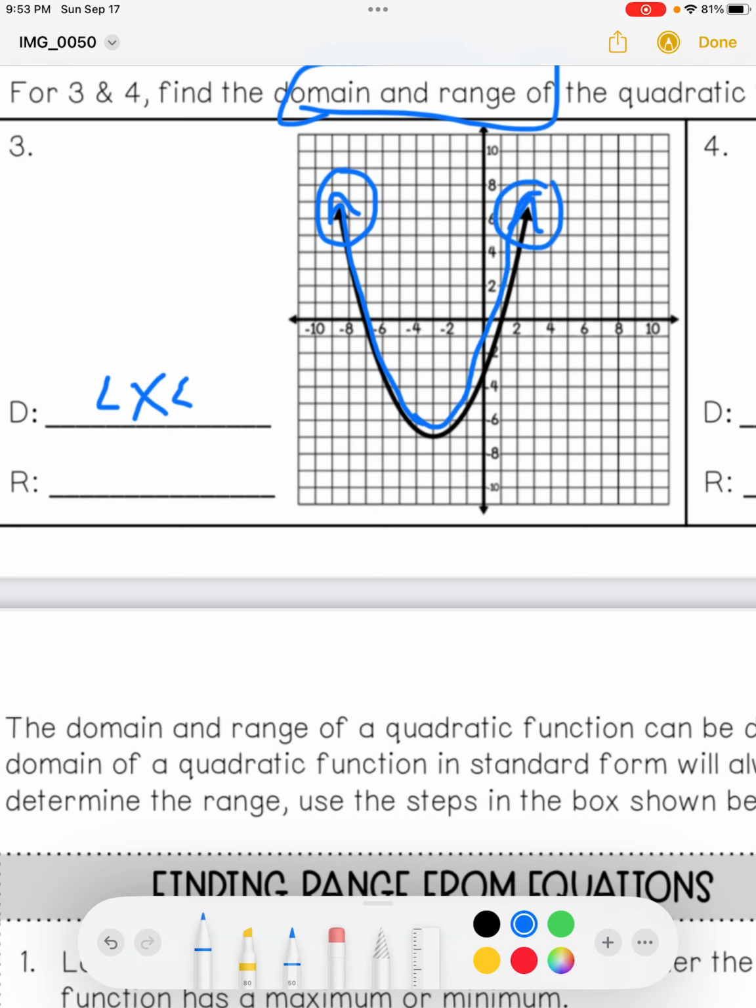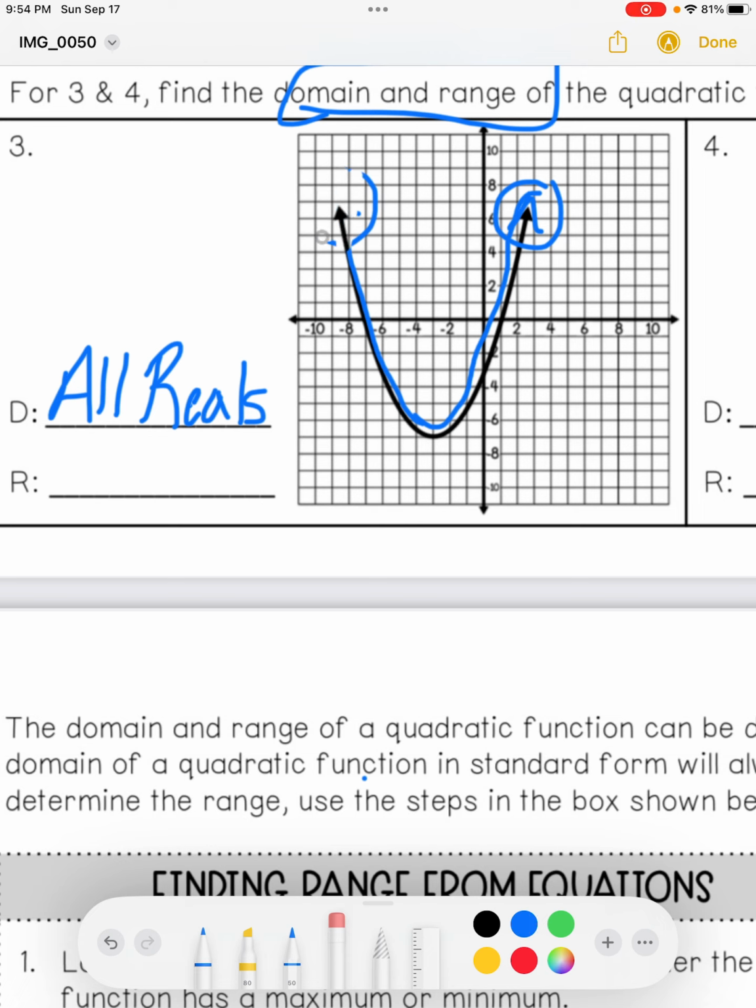So if you remember from a while back, what happens when both directions don't have a stopping point? Well, we say that we use every single number, so this would be all real numbers. Okay, so our domain in this question will be all reals. All right, simple enough.